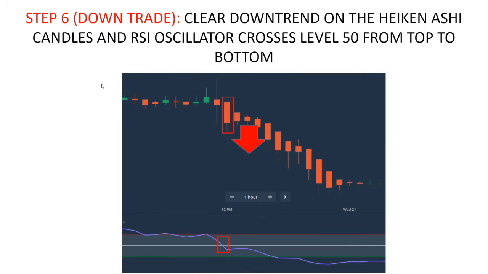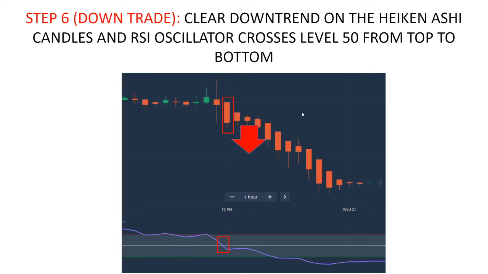And also the same scenario to the downside. So we have a clear downtrend on the Heikin Ashi candles. This isn't so clear, but this is still a good example. We have long-bodied red candles with the wicks displayed only on the bottom of the candles, and we can see that the RSI oscillator has crossed the 50 mark, the level 50, from top to bottom.